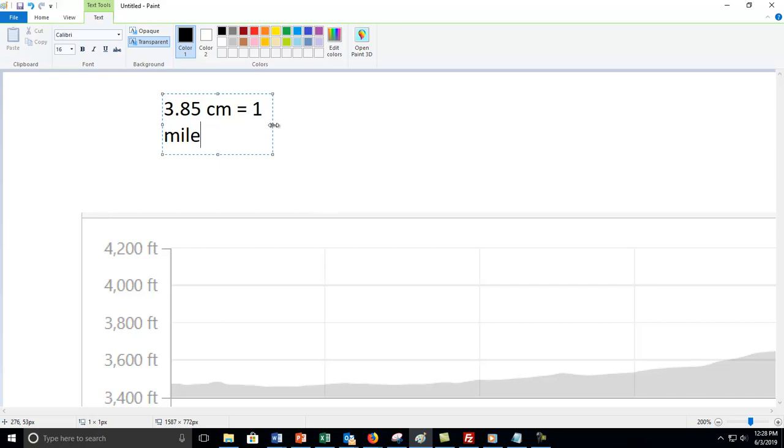Okay. Now I'm looking ahead, and that's actually not going to be useful because when we do the vertical, we're going to have to do feet. So let's change that to 5,280 feet right now because that's what we're going to need to do. Okay. Now, in order to know what 1 centimeter equals, what we're going to want to do is we're going to want to divide this and this by 3.85 to get this to 1 centimeter. That's what 3.85 centimeters means. We're going to want 1 centimeter.